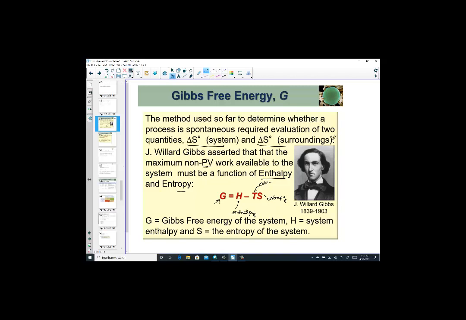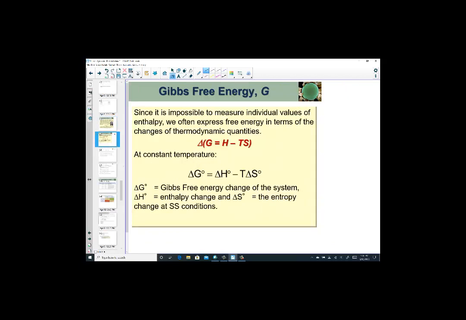So delta G, Gibbs free energy, is a relationship between the two thermodynamic properties of enthalpy, which is heat, and entropy, which is the disorganization of the system. And when we look at the impossibility of measuring specific values, it's more convenient to talk about changes in value. And so here's our equation.